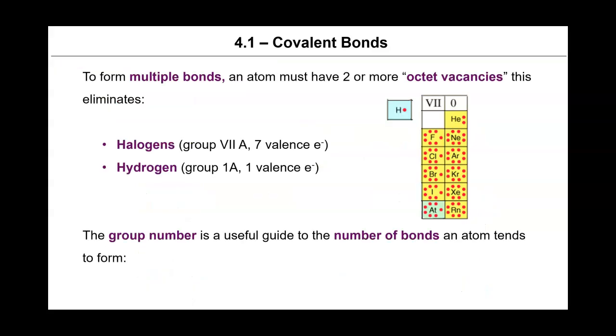So it might not immediately be obvious, but in order to form either a double or a triple bond, an atom must have 2 or more octet vacancies. So what that means is that those elements that are in group 7A that have just the 1 octet vacancy, we wouldn't expect those guys to form double or triple bonds. We also wouldn't expect hydrogen, which has just the 1 octet vacancy, to form double or triple bonds either.